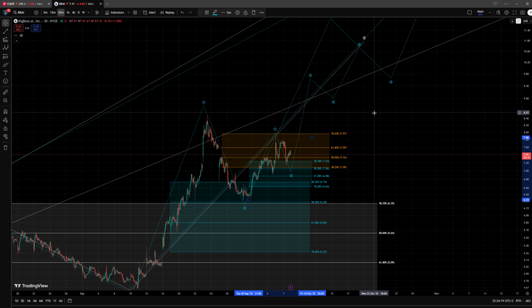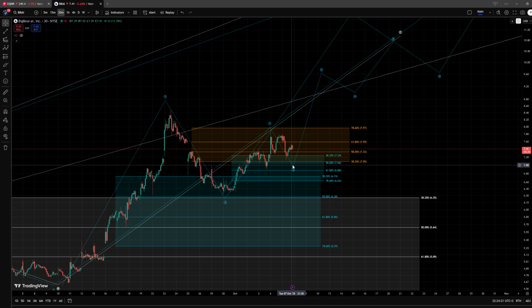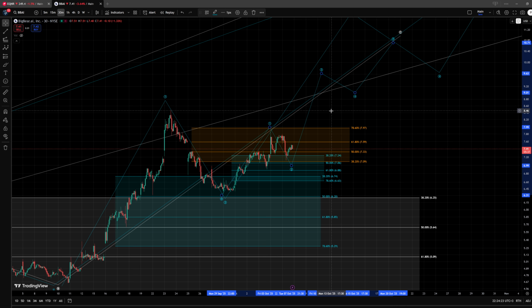I suppose I will make this back to blue just to keep it clear. And these are the levels. This is the trade setup.